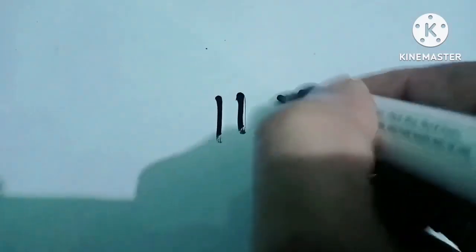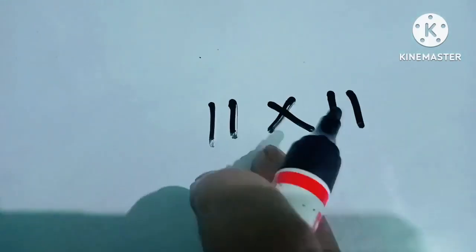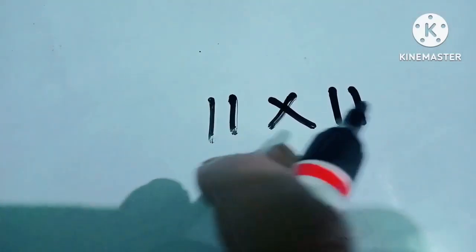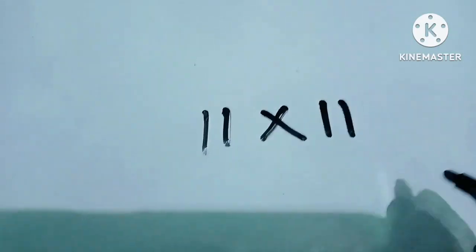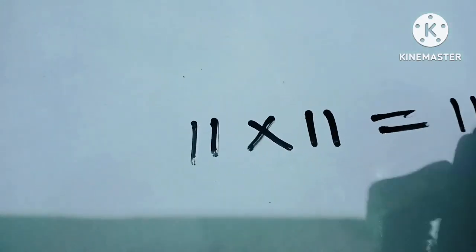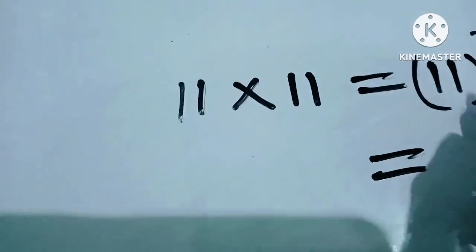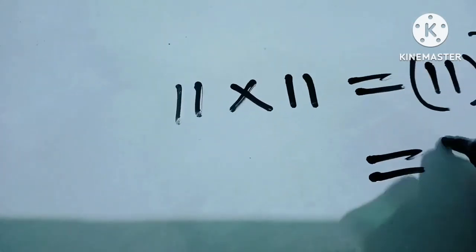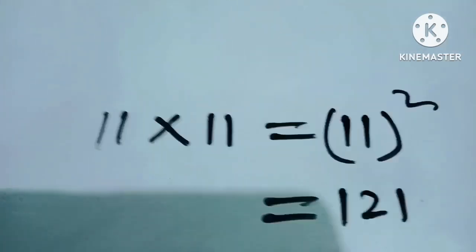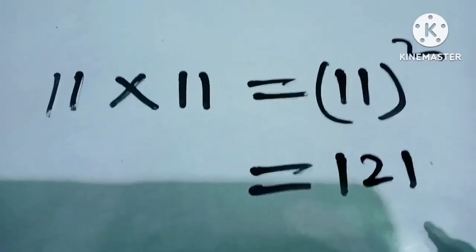When we multiply a number by itself, the product is known as square. For example, 11 multiply 11. That means the number is 11 and it is multiplied by itself how many times? 2 times. So the product is what? The product is 11 square. The value of 11 square equal to 121.